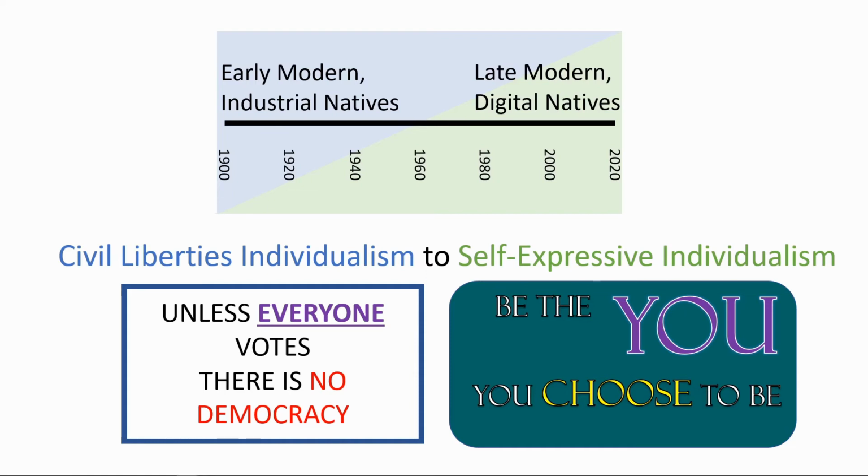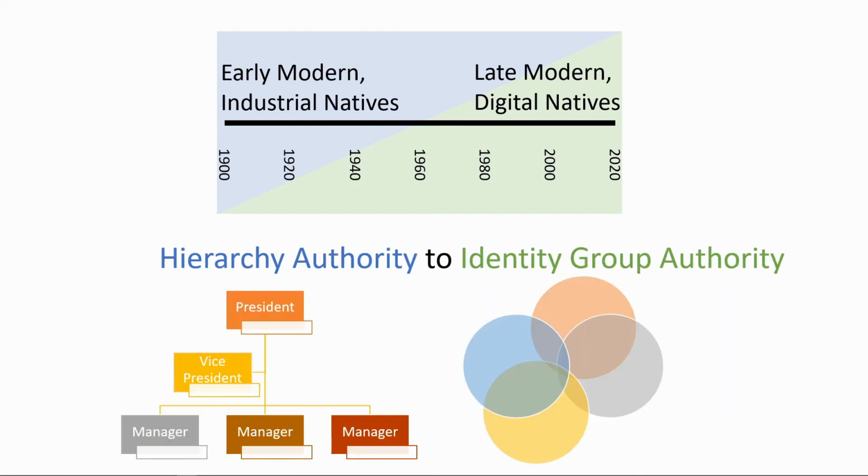But it runs the risk of self-destructive narcissism. Those who trust the old ways will see the dangers. Those who embrace the new ways will see the possibilities. A second hallmark of late moderns is a shift from a hierarchical authority to identity group authority.